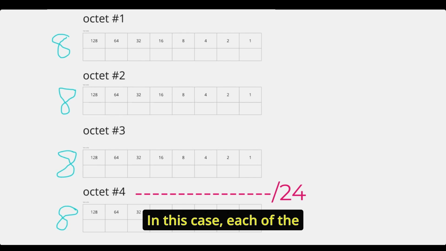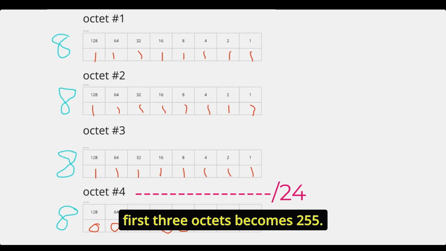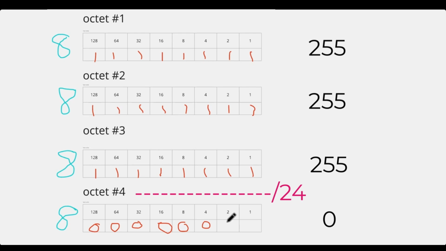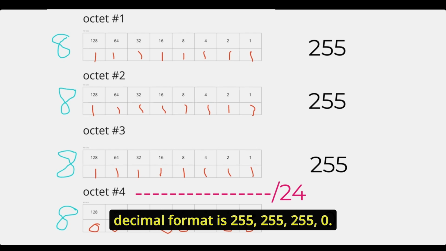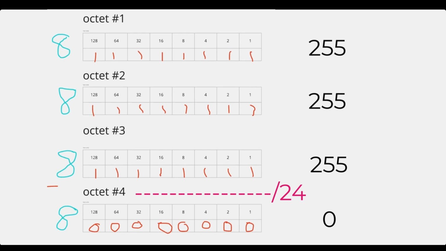In this case, each of the first 3 octets becomes 255, and the last octet is 0. So the subnet mask in decimal format is 255.255.255.0. So the answer is B.